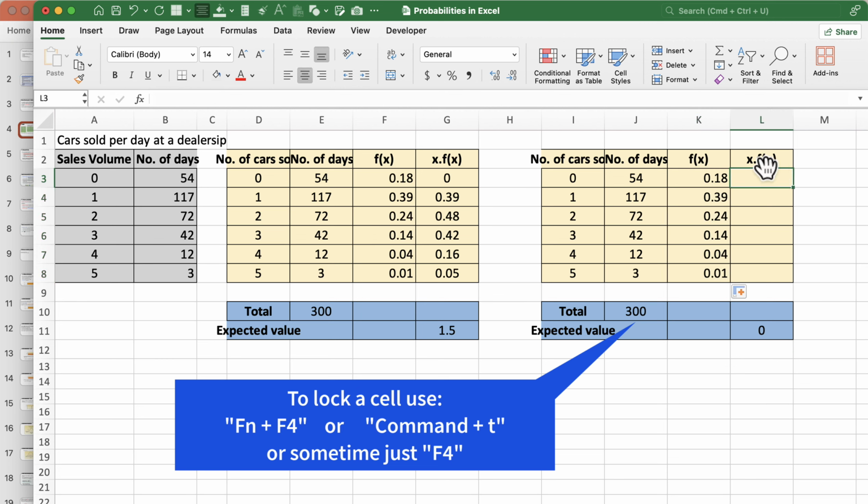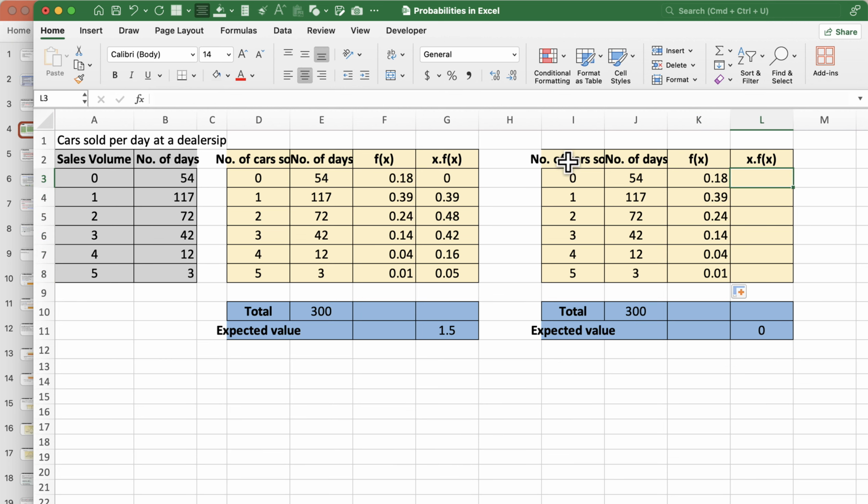And then in the next step, we'll multiply x and fx. So this is our x and this is our fx. So 0 multiplied by fx. And if I copy this formula to the lower cells, we have this one. And then if you take the sum of all these, that gives us 1.5, which means 1.5 cars would be sold. So that's a long-term average.